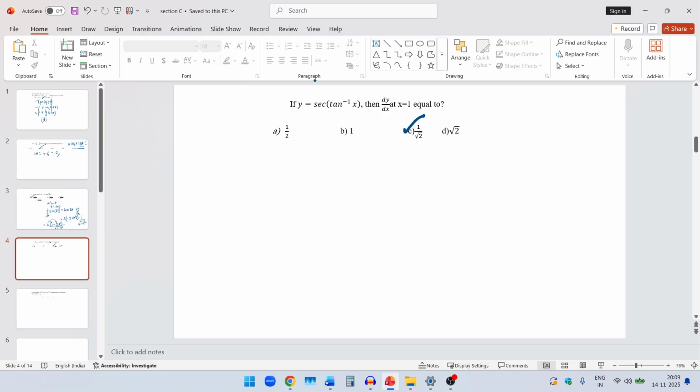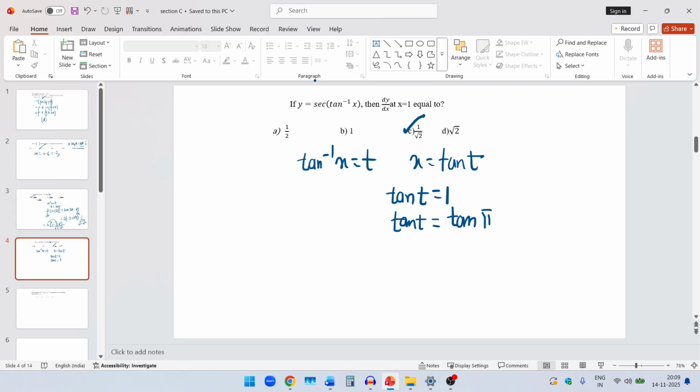Again, take tan inverse of x is equal to t. So if you take tan inverse of x is equal to t, you will get x is equal to tan t. But the value of x is 1, which means tan t is equal to 1. But we know the value of 1 in tan: tan pi by 4 is 1. So you can say tan t is equal to tan pi by 4. Cancel out tan and you get the value of t is equal to pi by 4 radians. Now the value of t is known. X is equal to tan t.